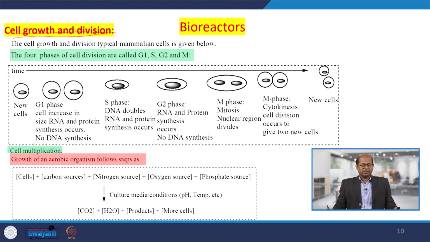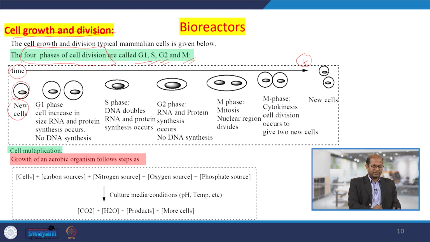Here you can see the cell growth and cell divisions. Typically in the mammalian cell given below, there are 4 stages of cell division: G1, S, G2 and M. These are the 4 different phases of cell division. So here with time, from the beginning to any time t, if we start with a new cell, then the G1 phase is there, then S phase, G2 phase, M phase, and then new cell formation.